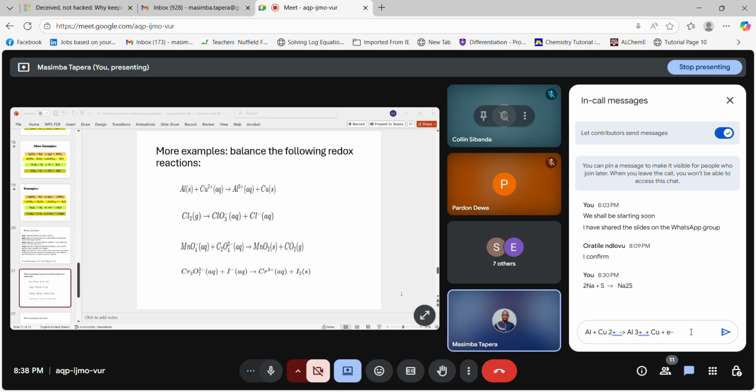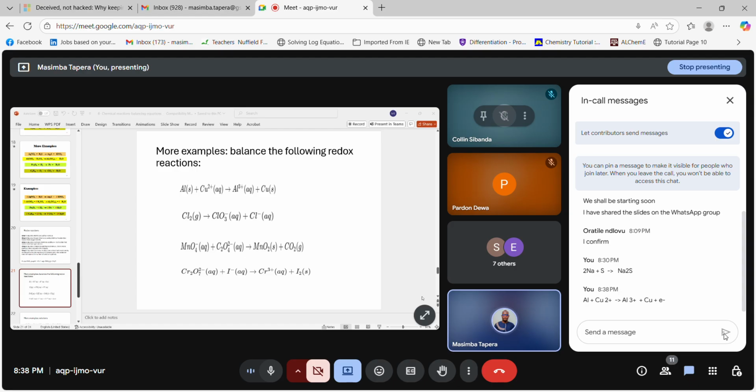If we check this equation now, 0 charge plus 2, this is 2. Here 3 plus 0 plus negative 1, the charge is 2. So the charge is now 2 versus 2. It means this equation is now balanced.